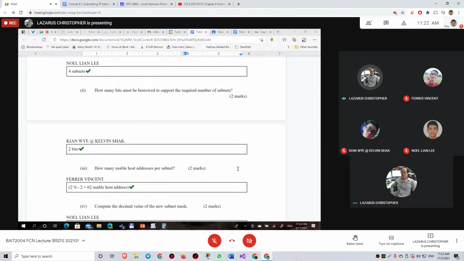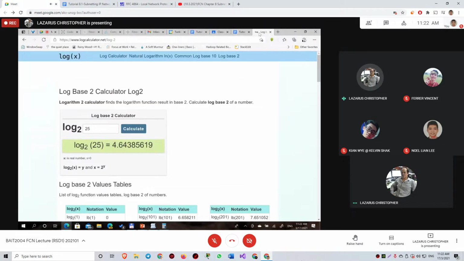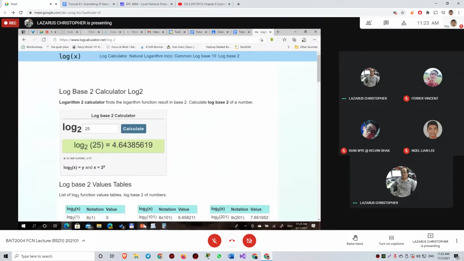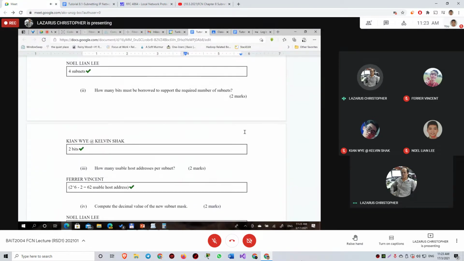Next, how many bits must be borrowed to support the required number of subnets? Again, I think for this one we don't need to use the calculator. You can, but I think it's very obvious. To get 4 subnets, 2 times 2 is 4, so 2 power 2. 4 is 2 bits. The n is 2.